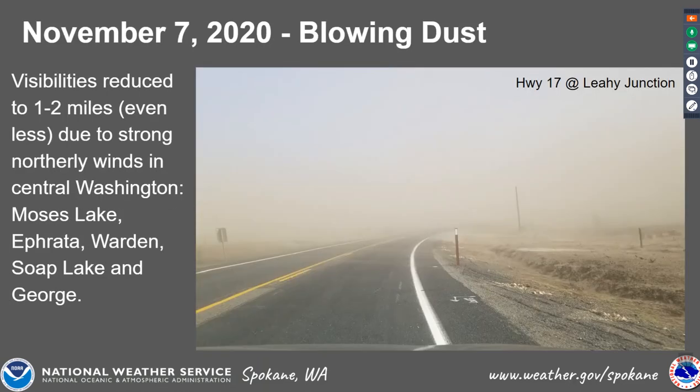We also had blowing dust a couple weeks later, November 7th, where visibilities were reduced to 1 to 2 miles across parts of the Columbia Basin, mainly Moses Lake, Ephrata, Warden, Soap Lake, and George. But for dust for us, a prime area that we see it is just east of Moses Lake to about Ritzville, and then south on 195 towards the Tri-Cities. That's like prime blowing dust area across our region. And on November 7th last year, that area did see it as well.